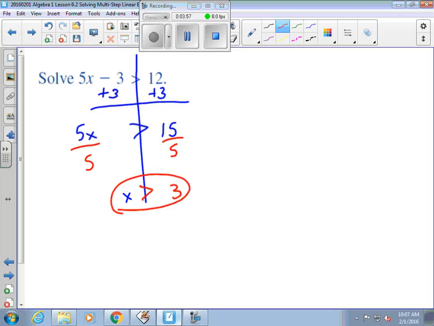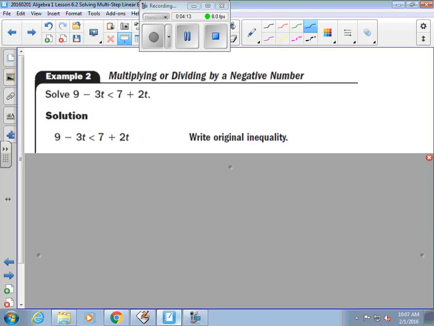Also remember this, if it asks you to graph something like this, remember we did this a long time ago. If 3 was right here, remember it's an open bubble since you're not counting 3, and it's everything greater than, everything larger than 3. You have to remember to be able to do that as well.